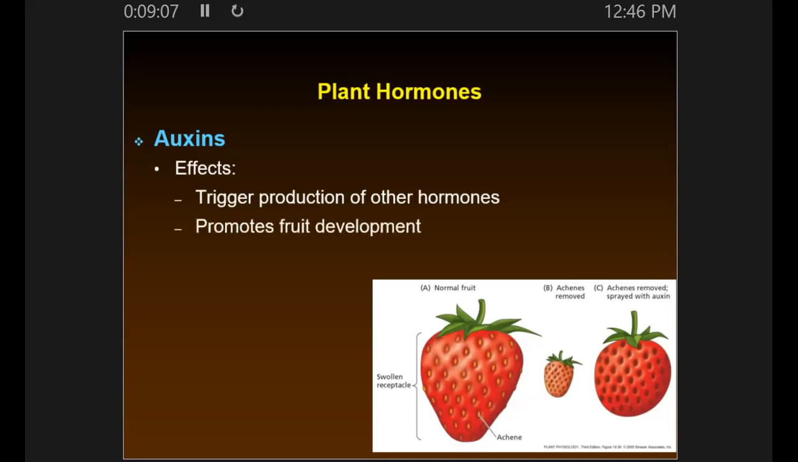They've done a lot of research and they now understand that auxins are necessary for proper fruit development. So of course, for a plant, fruit development is super important because that's where the seeds are located, where the plant has put its genes into the next generation, into the seed. And so this experiment that you're looking at here in this image, here's a strawberry, a typical strawberry.